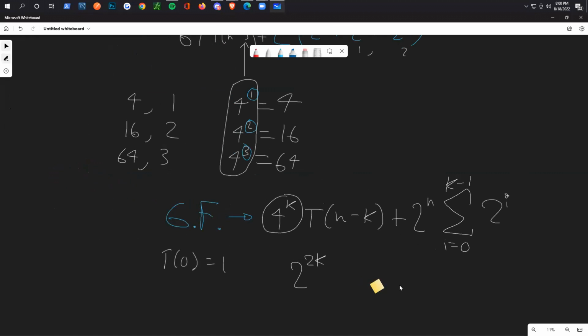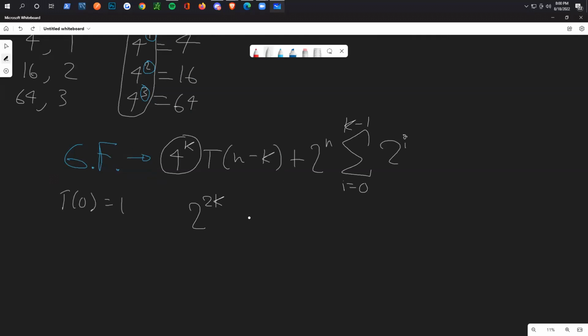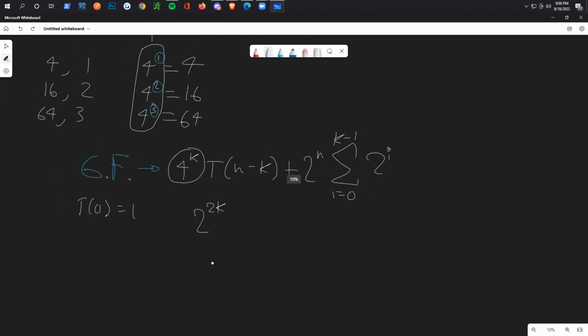Let me remove that. Okay, so now we're going to go to solving the actual problem. What you're going to end up doing is taking what's in here and setting it equal to what is inside of here. So n minus k is equal to 0. n minus k is equal to 0. So n equals k.